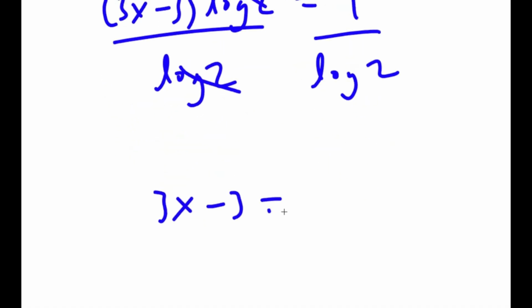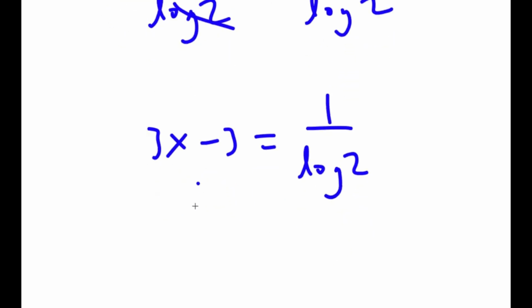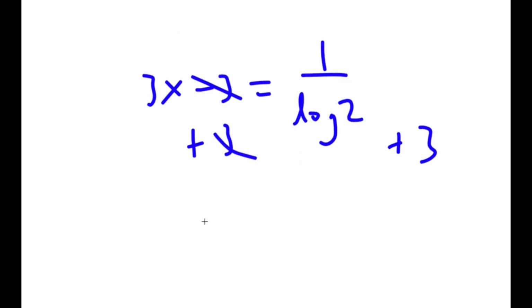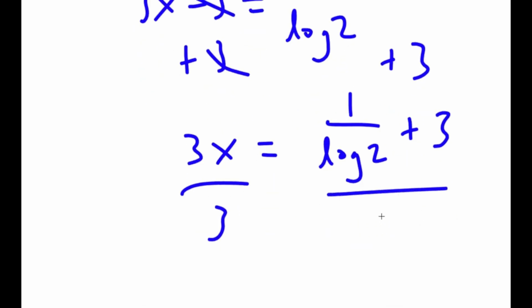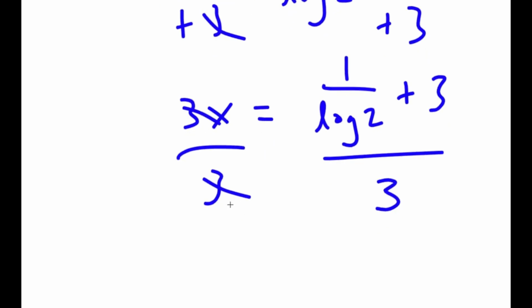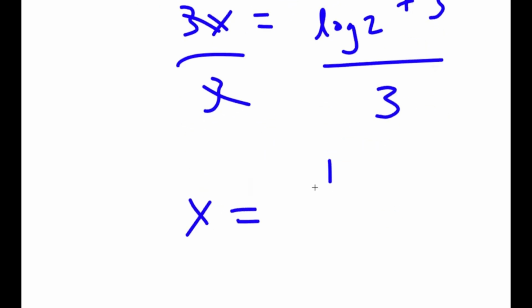3x minus 3 is equal to 1 over log 2. And now I can add 3 on both sides. So I get 3x is equal to 1 over log 2 plus 3. And if I divide both sides by 3, I get x is equal to 1 over 3 log 2 plus 1.